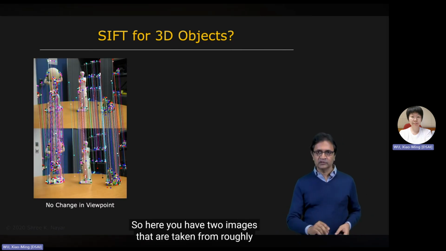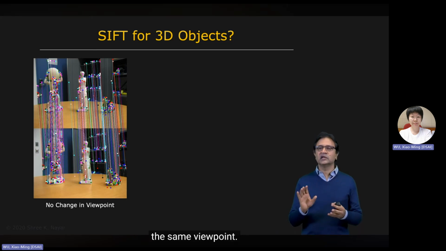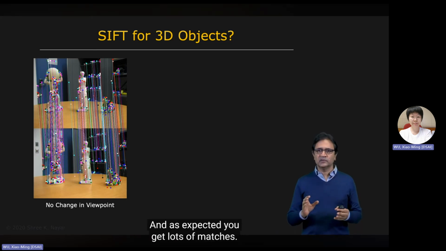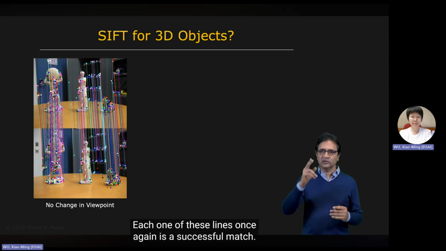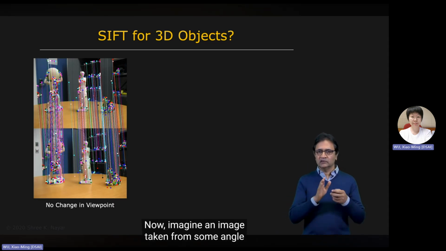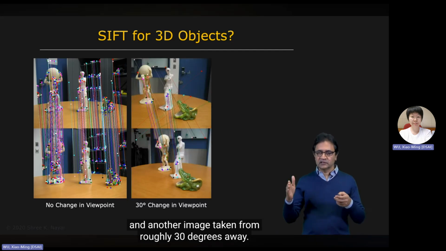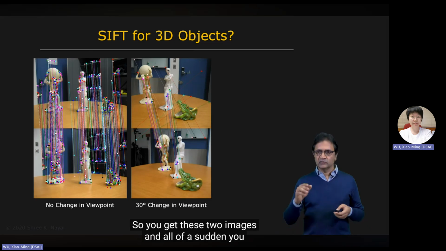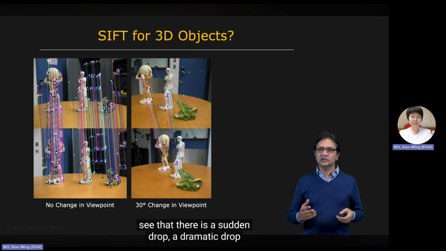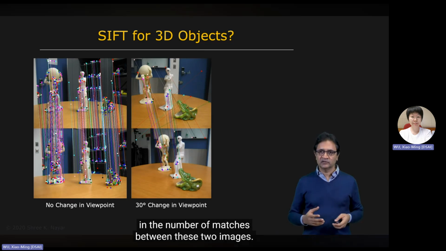So here you have two images that are taken from roughly the same viewpoint. And as expected, you get lots of matches. Each one of these lines, once again, is a successful match. Now imagine an image taken from some angle and another image taken from roughly 30 degrees away. So you get these two images. And all of a sudden you see a dramatic drop in the number of matches between these two images.